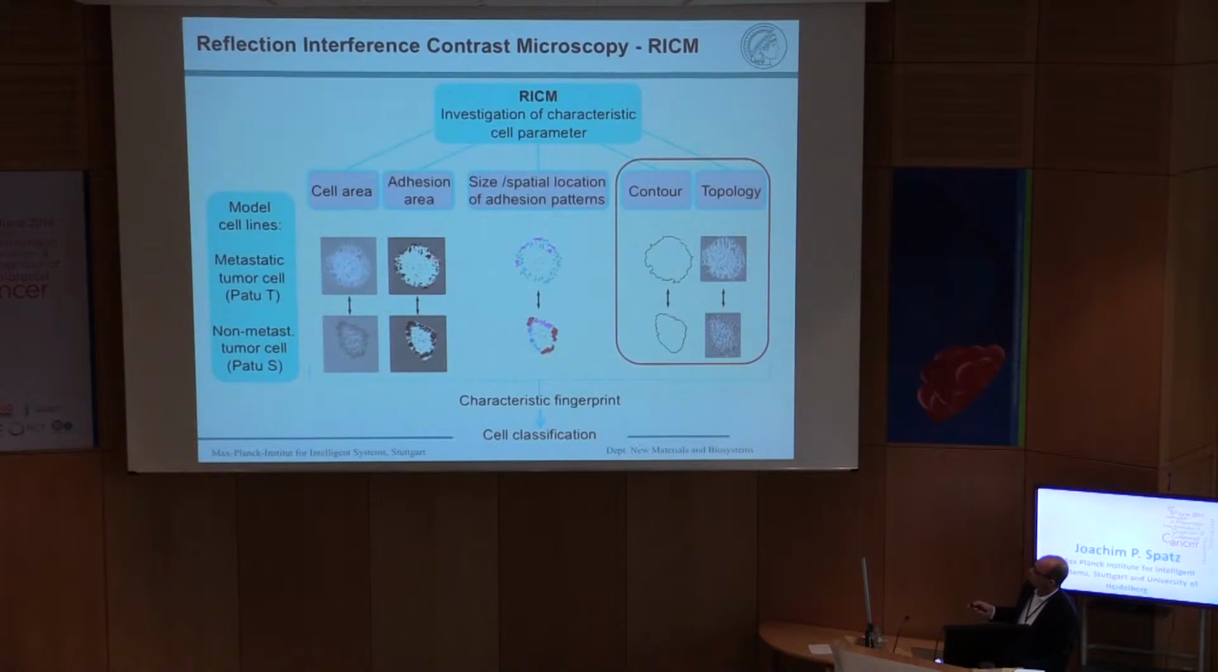You can track the cell adhesion area, or the full cell area, the adhesion area being the black spots, and you can also very precisely measure the contour of a cell. This is what I will now concentrate on. Take these two model cell lines from pancreas cancer, Pat2T and Pat2S, where Pat2T is more aggressive than Pat2S. Just by looking at the contour of such cells, you can see a distinct difference. So you can really pin down a phenotype.